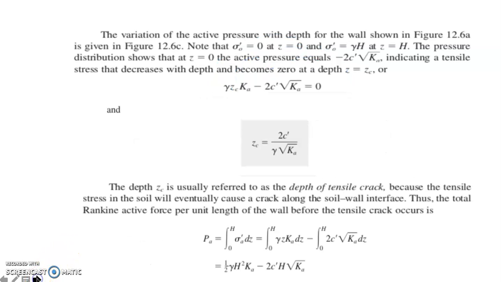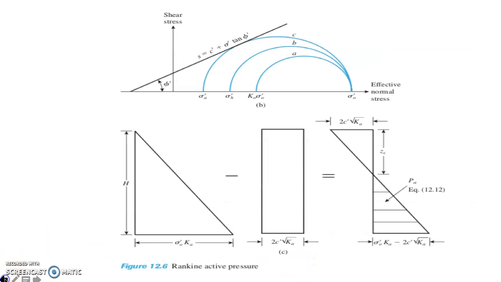Okay, as we continue our discussion, let us now compute the total Rankine active force per unit length of the wall before the tensile crack. The formula to compute the total Rankine active force per unit length of the wall, denoted by P sub A, before the tensile crack is equal to 1/2 gamma h squared times K sub A minus 2 C prime h the square root of K sub A. This is the pressure diagram that we are referring to in the computation for the Rankine active force per unit length of the wall before the tensile crack.